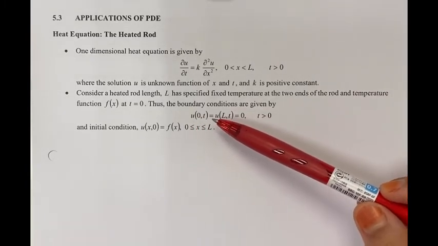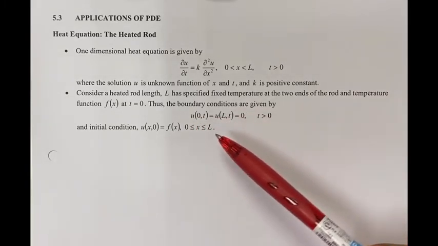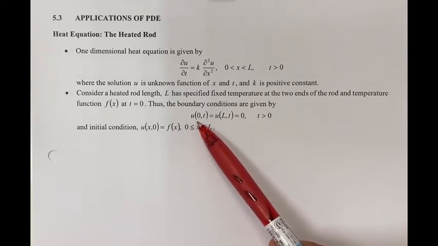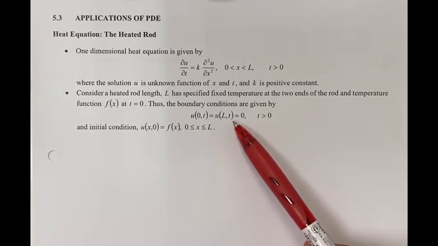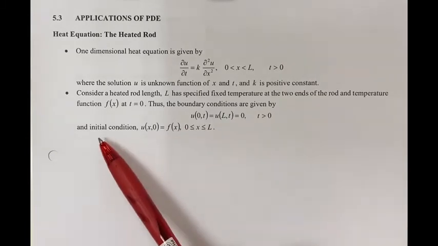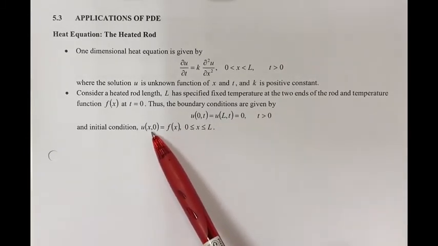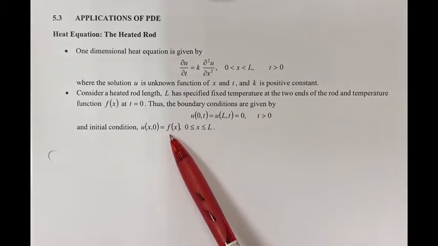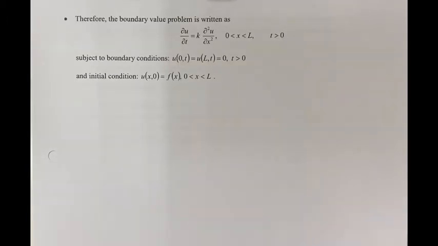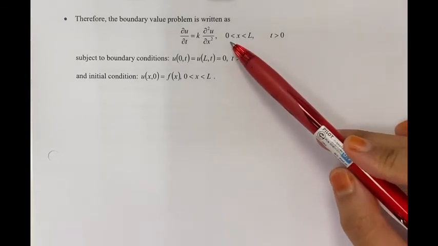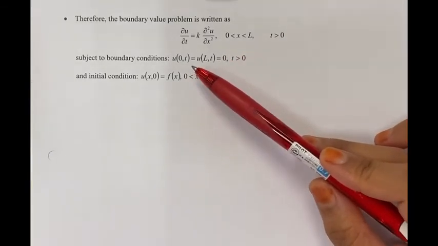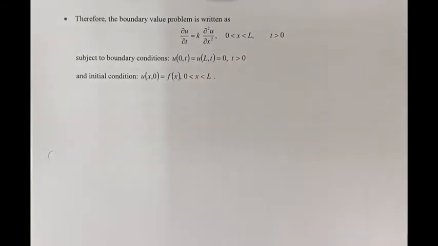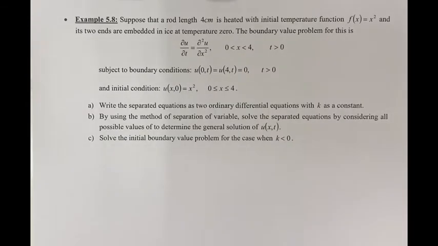And then the boundary conditions are given by U when X equal to 0 and U when X equal to L is equal to 0. And the initial condition U(x) when T equal to 0 is equal to F(x). Therefore, the boundary value problem is written with the PDE, the boundary conditions and the initial conditions. An example for heat equations is given by example 5.8.